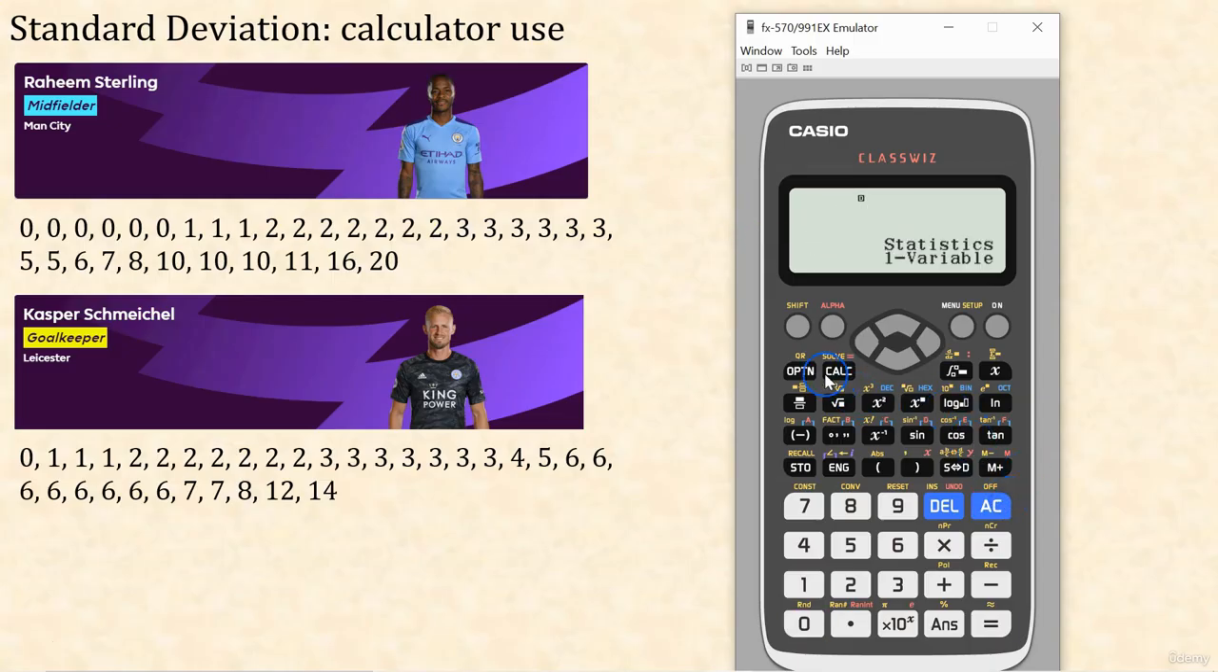It's AC, options, one variable calculations, and there's my data. So here's the mean, 4.3 recurring, which we got before. Here's your sum of the squares, and here's your standard deviation. So all we would then need to do is write down our formula, sub in those numbers, and work it out. So let's do that.